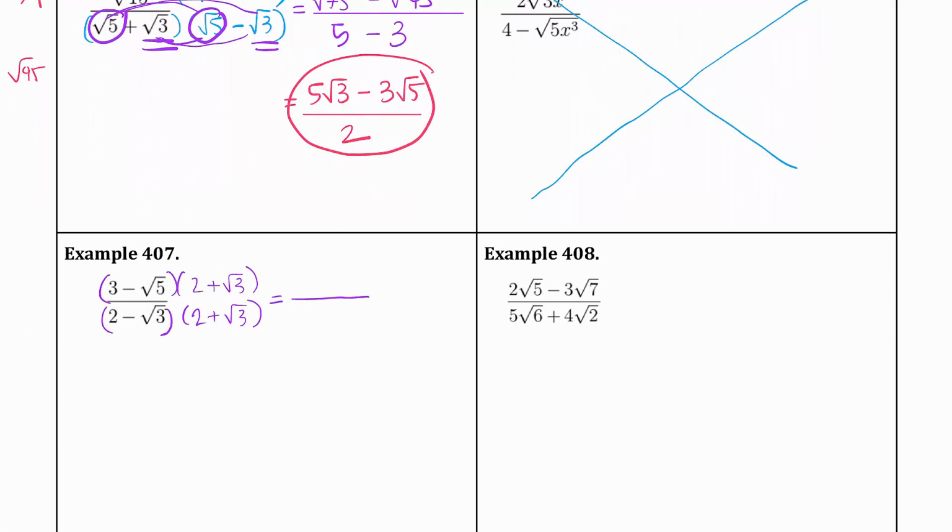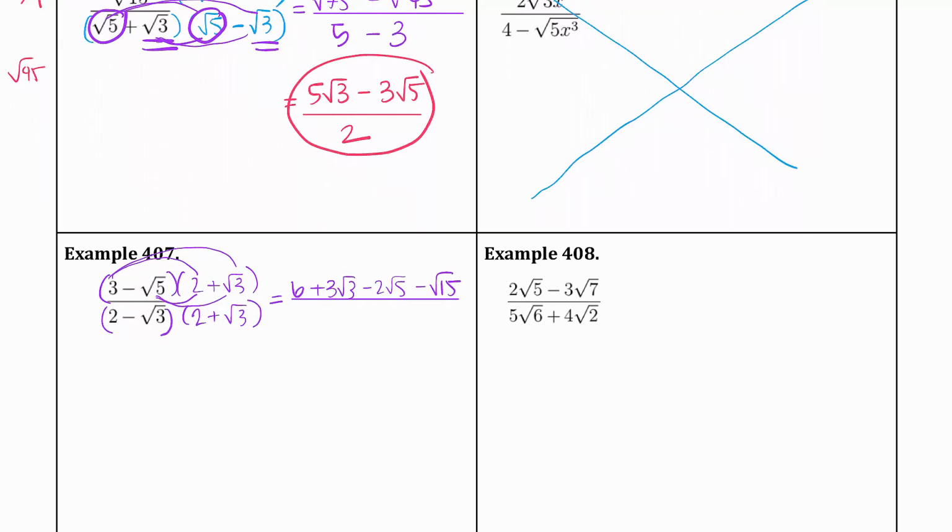If we multiply the top, we're going to get 3 times 2 is 6. 3 times square root of 3 is 3 square root 3. This times this is minus 2 square root 5. This times this is minus square root 15. And actually, none of those can be simplified, so we're just going to leave our numerator like that.